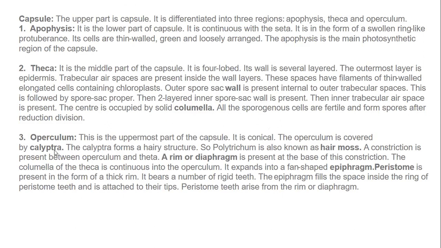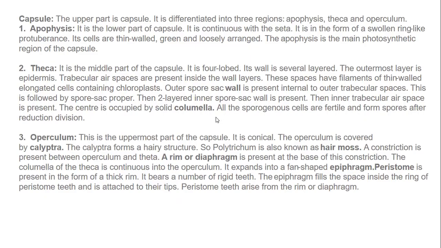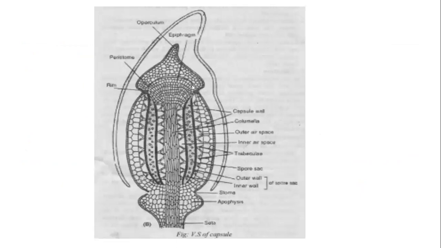Now, the columella part of the theca is continuous with the operculum. So this columella is not restricted only to the theca. It will extend even further into the operculum also. Now, above this operculum, it will expand at the upper region, just like a fan shaped structure. And the margin of this we call the epiphragm. The margin of this epiphragm consists of a thick rim-like structure, which we call the peristome. So this is called the peristome.